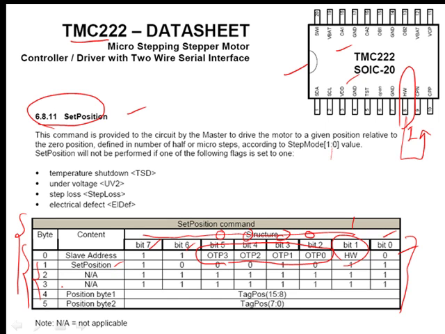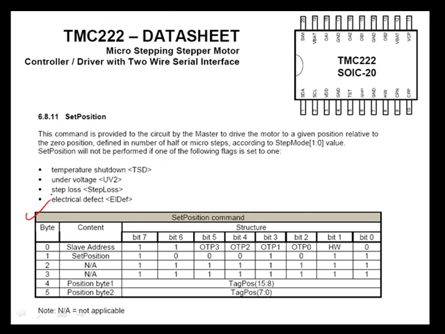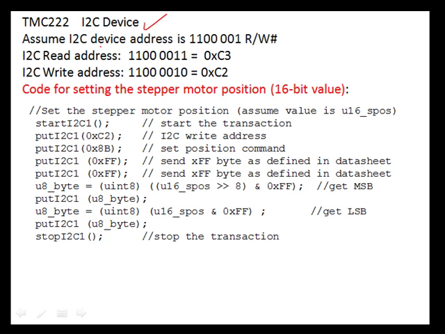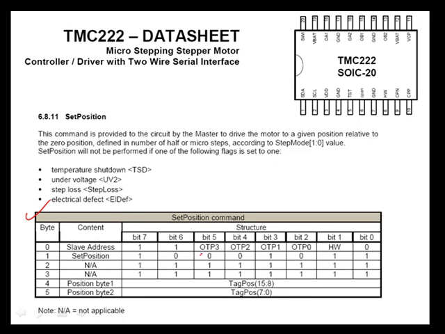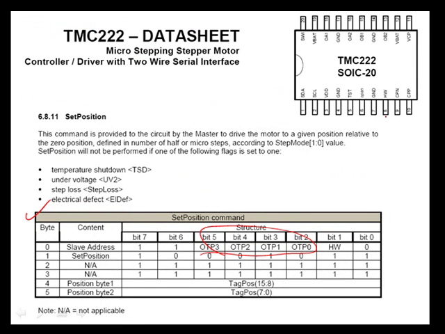We then specify the position of the stepper motor via a 16-bit value. We send the upper byte first, followed by the low byte. So let's write some code to implement the I2C transaction in this table. We've assumed that the I2C device address is this. We assume that all of these bits were programmed to 0, so that's these 4 bits. We assume that on this particular device, this pin is tied high, making this bit a 1.